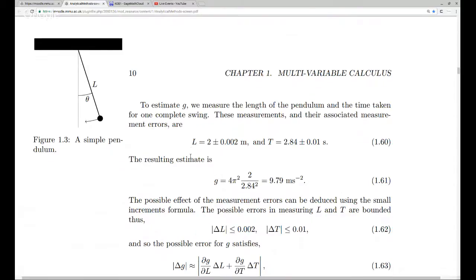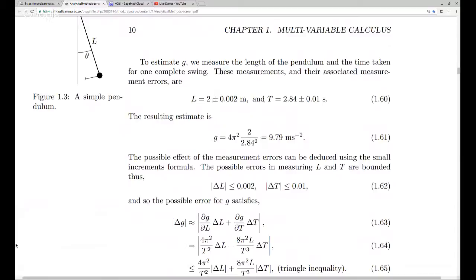But of course, where the small increments formula comes in is that our measurements, if we're doing this very rigorously and scientifically, of L and T are themselves subject to uncertainty. Measurement error, or just some uncertainty in the calibration of the tools we're using to measure the length, and the stopwatch or whatever we're using to measure the time. Okay? These things are never 100% accurate, 100% precise. There's always error associated. Suppose we can quantify the error.